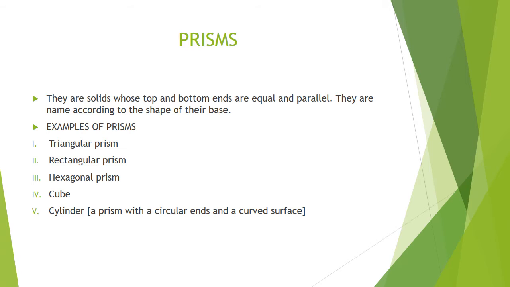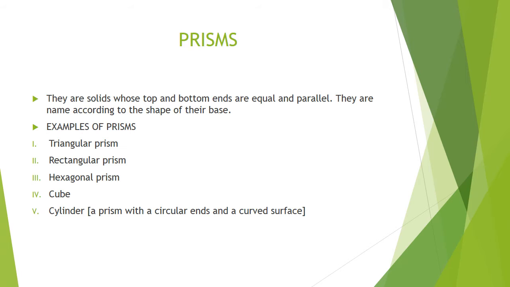Now let's take prisms first. The solid figures we are going to talk about today are prisms and pyramids. So let's take prisms first. When we say prisms, what comes to mind? Prisms are solids whose top and bottom ends are equal and parallel. They are solid figures whose top and bottom ends are equal and parallel.